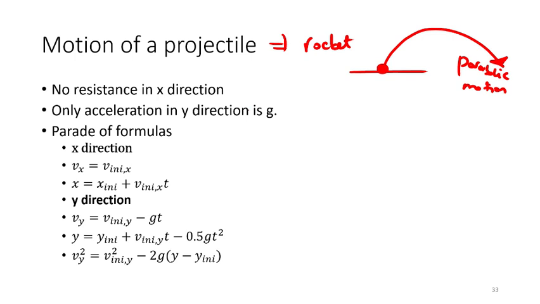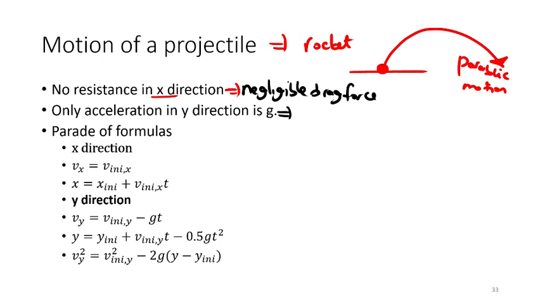And for this one we assume that there is no resistance in the x direction. In other words, we say that the drag force is negligible. And then the acceleration in the y direction is only g, so that the body experiences the gravitational acceleration only.